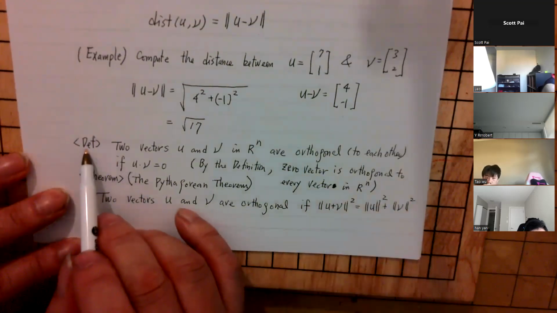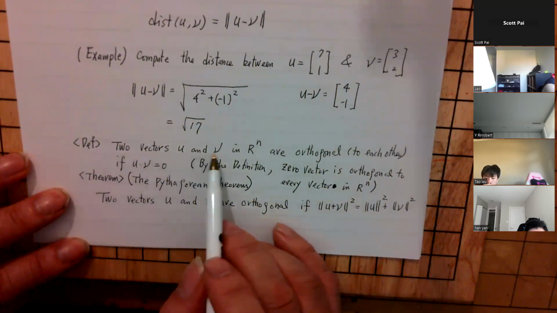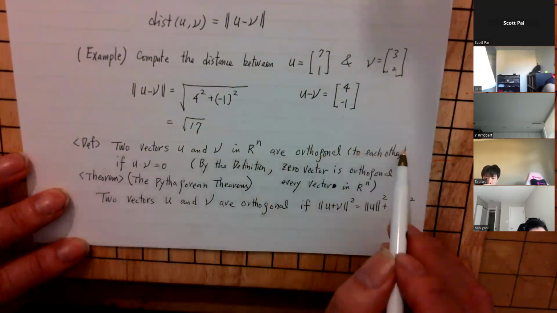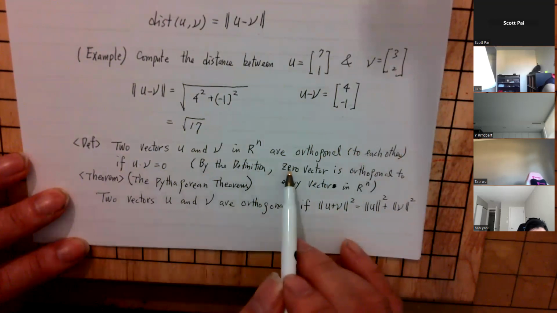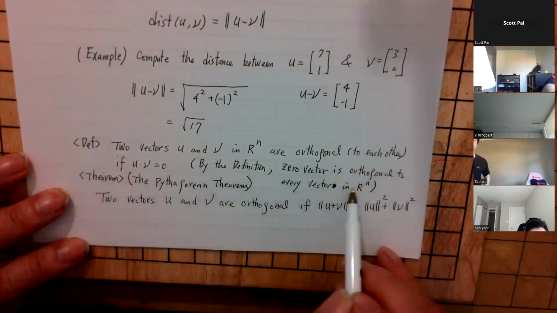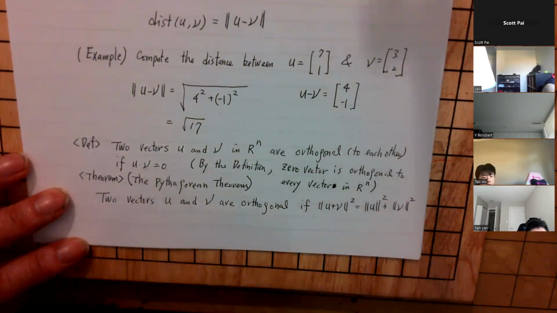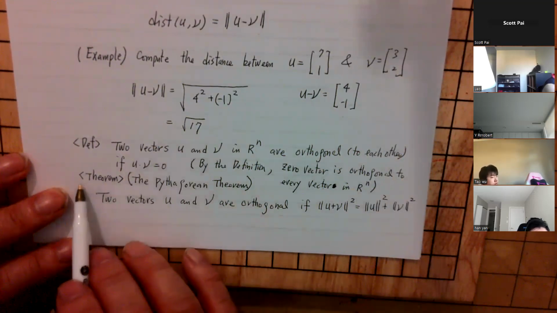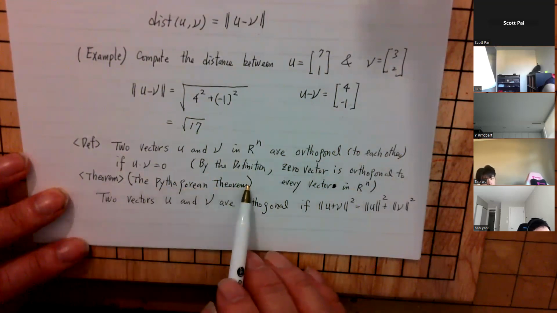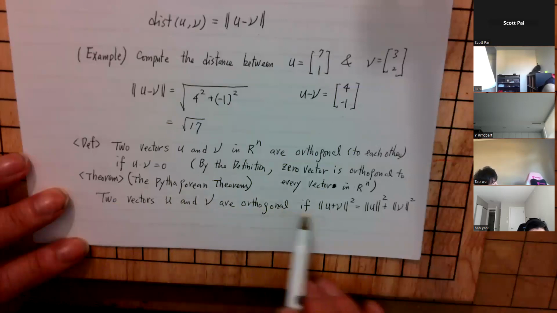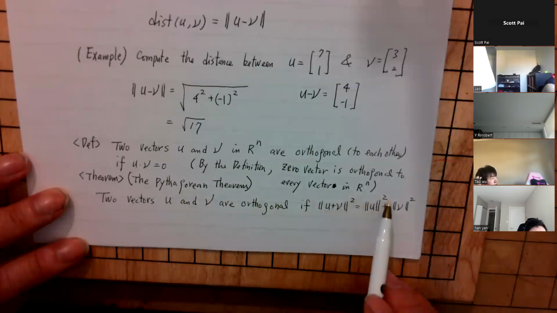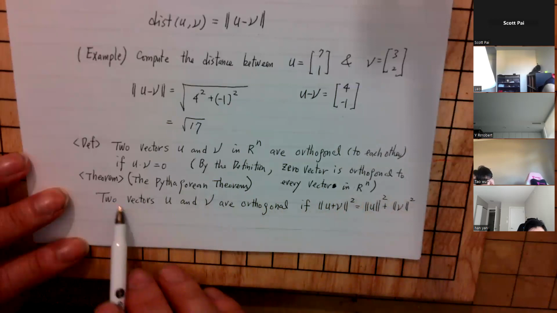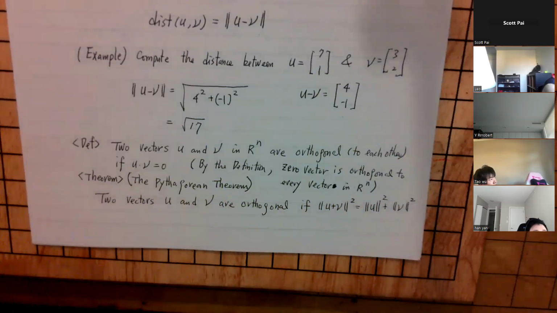Now, look at the definition. Two vectors U and V in Rn are called orthogonal to each other if their inner product U times V equals 0, okay? By the definition, the 0 vector is orthogonal to any vector, because any vector times 0 will eventually equal 0. I think we covered this before. And the Pythagorean theorem: two vectors U, V are orthogonal if the norm of U plus V squared equals the norm of U squared plus the norm of V squared. Okay, this is called Pythagorean. We covered that as well. Just quickly reviewing the concepts that we covered before.